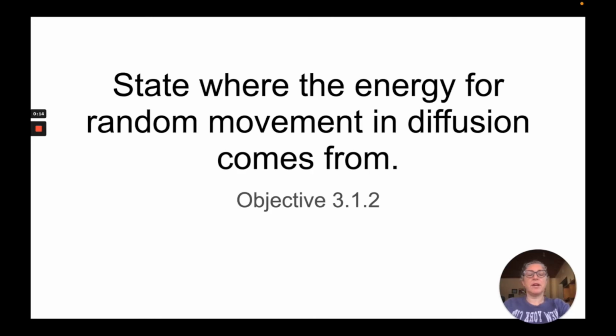This video covers the IGCSE Biology Objective 3.1.2 on the 2025 CAIE syllabus: to state where the energy for random movement and diffusion comes from.